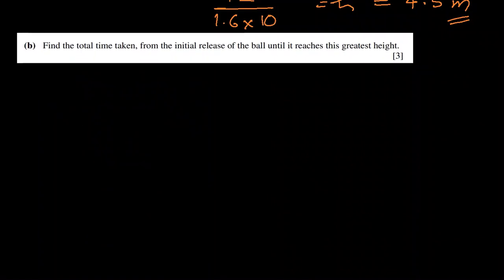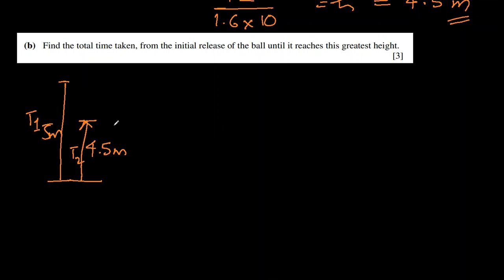So let's go to the second part. Find the total time taken from the initial release of the ball until it reaches the greatest height again. Alright, so let's divide into two parts. So first, it is falling 5 meters. We'll see how much time it takes to fall 5 meters, and then it gained 4.5 meters height. So let's call that time t1, taken to fall 5 meters, and t2 was the time taken to reach the greatest height after the impact with the ground. So let's focus on t1 first.